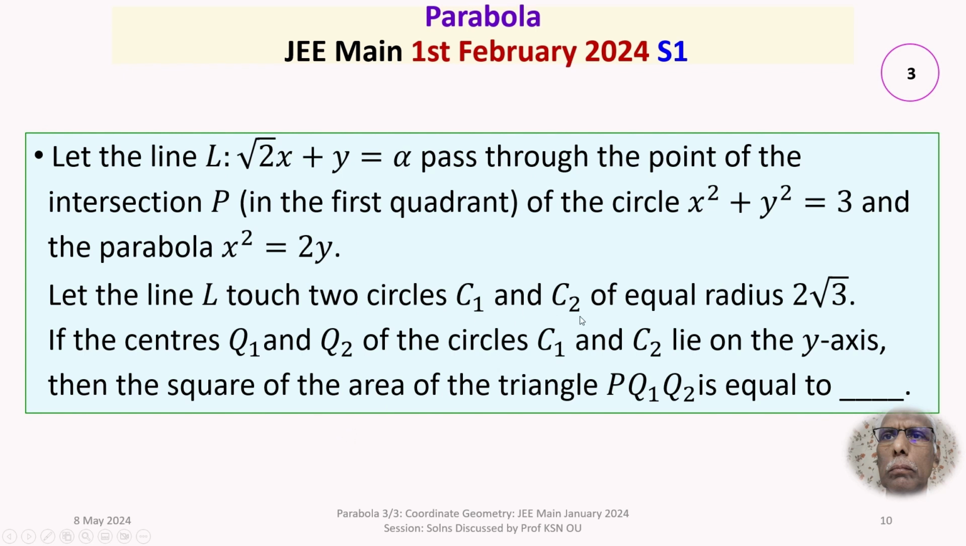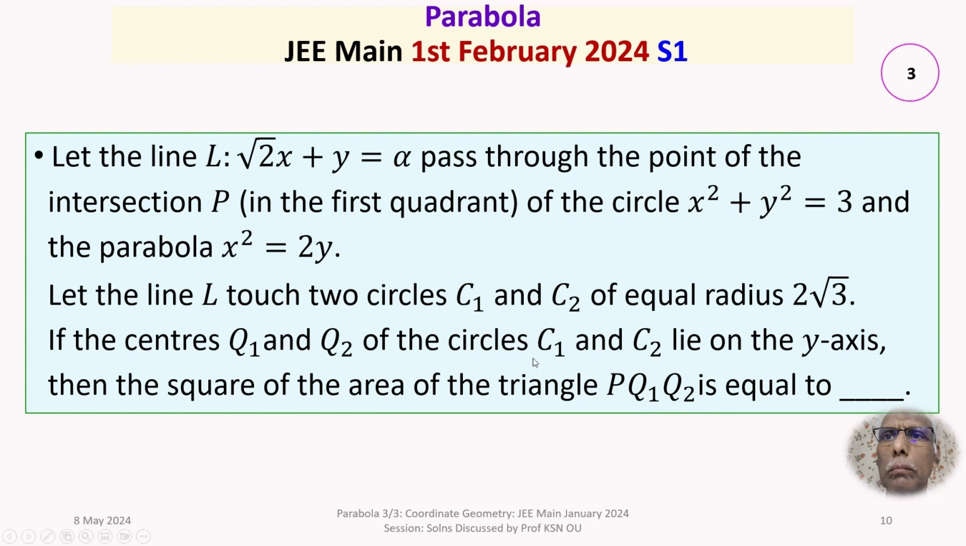So we are given two circles with the same radius 2 root 3, and their centers Q1, Q2 are given, and they lie on the y-axis, and we are given this L touches these two circles. So that means with this information you have to find Q1, Q2. In the above we got P, and thus we get 3 points P, Q1, Q2. We get a triangle. The square of the area of the triangle P, Q1, Q2 you are required to find.